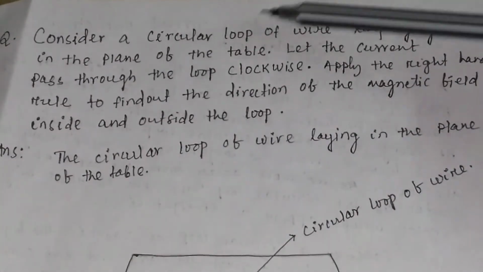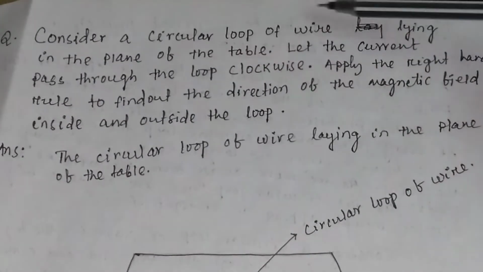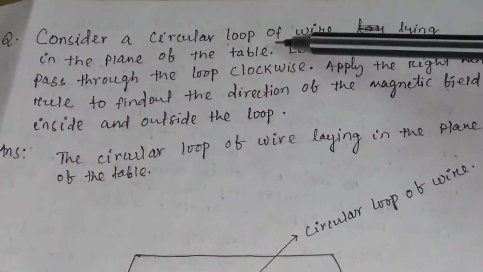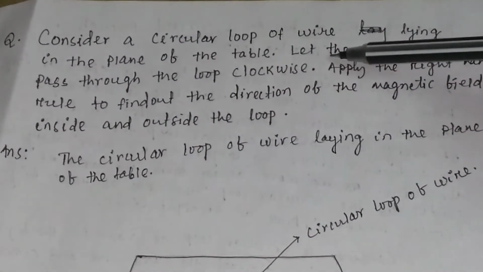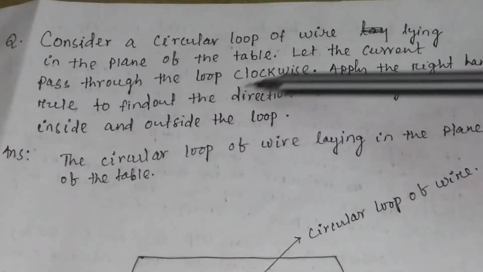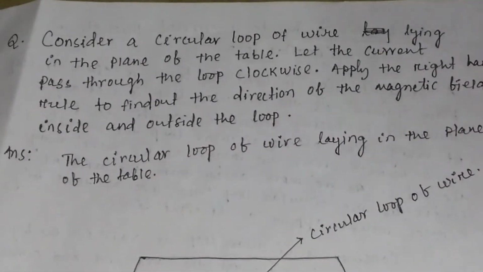Now let us work out a problem. Consider a circular loop of wire laying in the plane of the table. Let the current pass through the loop clockwise. Apply the right hand thumb rule to find out the direction of the magnetic field inside and outside the loop.